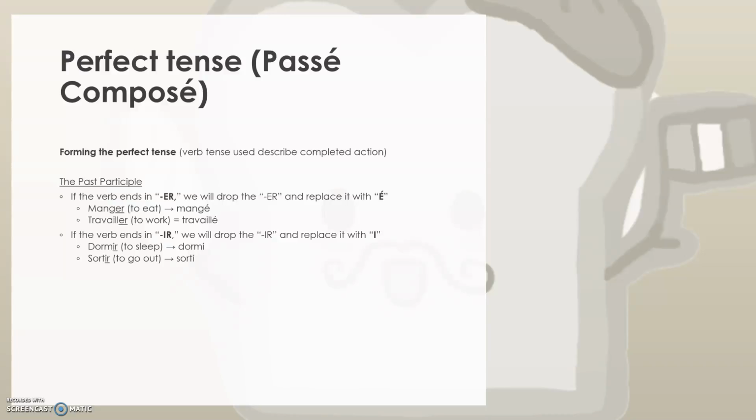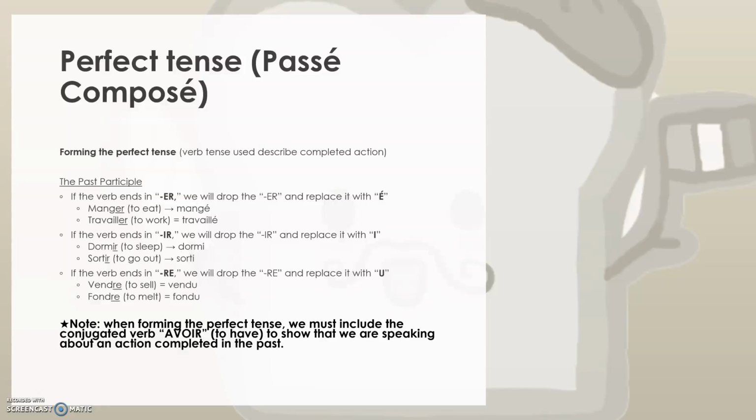If the verb ends in ir, we will drop the ir and replace it with i. So we see that dormir and sortir become dormi and sorti. If the verb ends in re, we will drop re and replace it with u. Vendre and fondre become vendu and fondu.